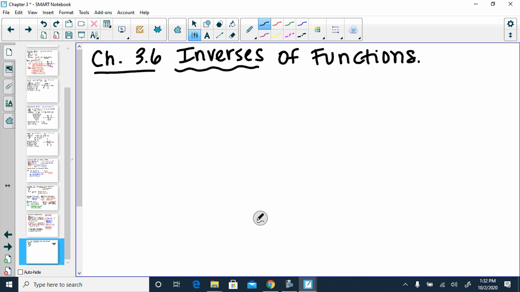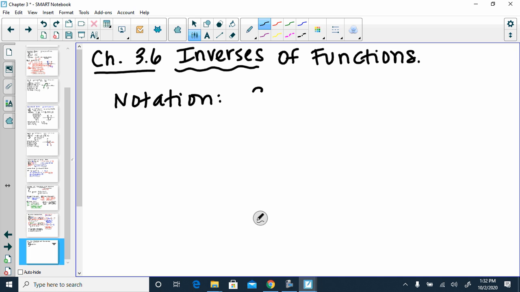So far we looked at function operations where you had to add, subtract, multiply functions. We also looked at function composition, where you had to put one function inside of the other. So today is looking at inverses of functions. So first off, an inverse of a function notation.